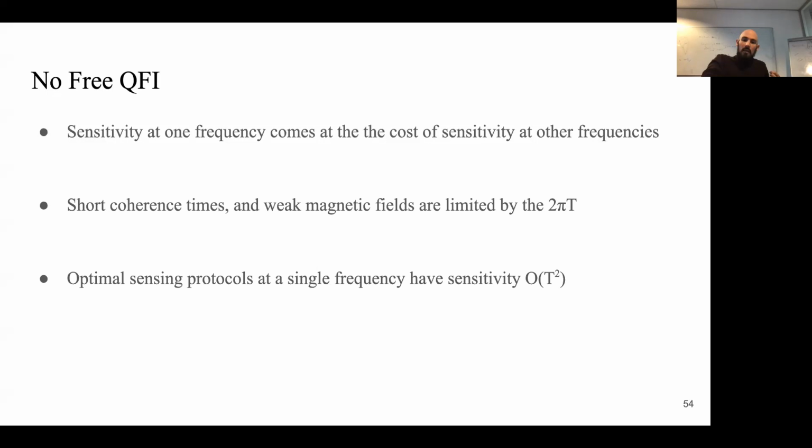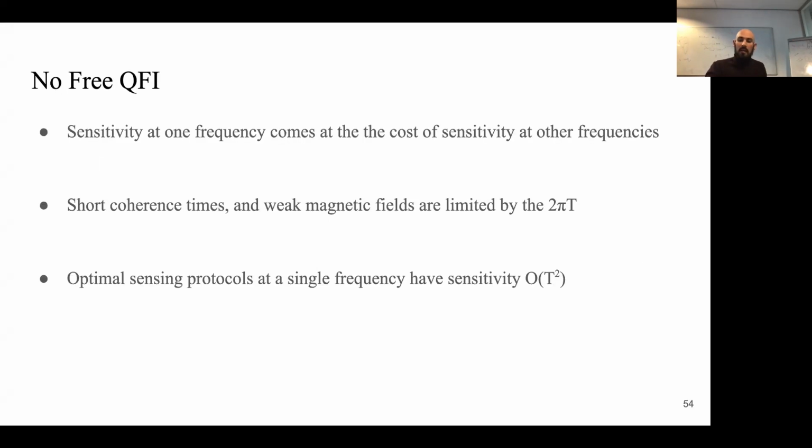And a final note that's interesting to note here is that it's known that optimal sensing protocols at a single frequency have sensitivity t squared. So Ramsey, for instance, is optimal in the sense of its DC sensitivity. It scales as t squared. What was not known to us prior to this work is if you can make that sensitivity band, how large you can make it. Ramsey has this characteristic width of 1 over t, but you might wonder, can you have a t squared scaling over a constant width band, or how wide can you make that sensitivity band?